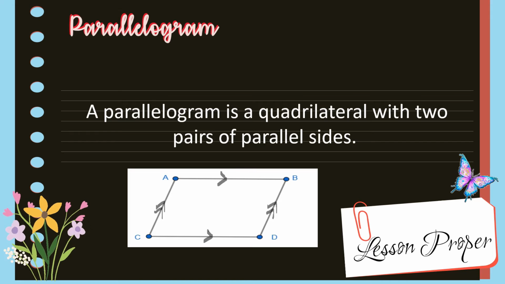When are two lines parallel? We say that two lines are parallel when these lines do not intersect or do not meet, no matter how far we extend these lines. So, segment AC and segment BD do not intersect. AB and CD also do not intersect. So we have AC parallel to BD, and AB also parallel to CD.